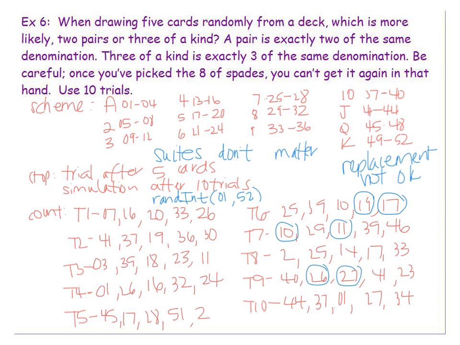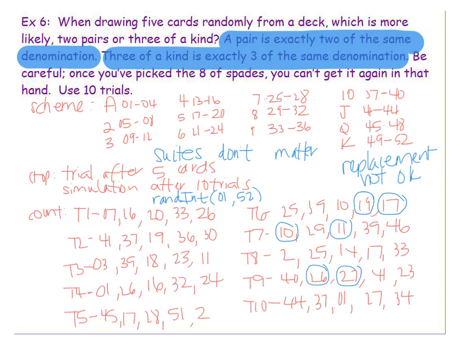So there's all of my ones that actually follow the rules, because the rules were a pair is exactly 2 of the same denomination, and 3 of a kind is exactly 3 of the same denomination. So I have no 3 of a kinds, but I do have some pairs.